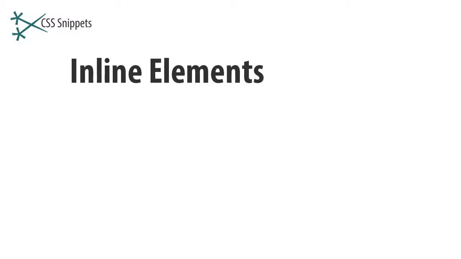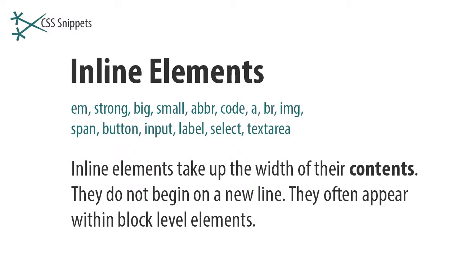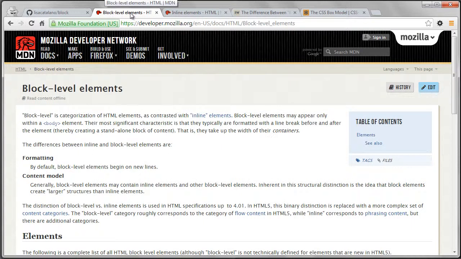Inline elements include elements like the em tag, strong, anchor links, span, button, image, and the input tags for forms. Inline elements only take up the width of their contents. They do not begin on a new line. Usually they'll appear inside of block level elements, like inside of a paragraph. If you want a full list of the different types of elements, I recommend the Mozilla Developer Network reference, which is where my definitions come from.